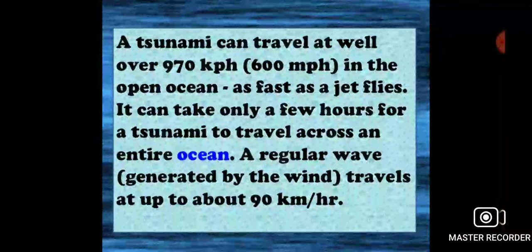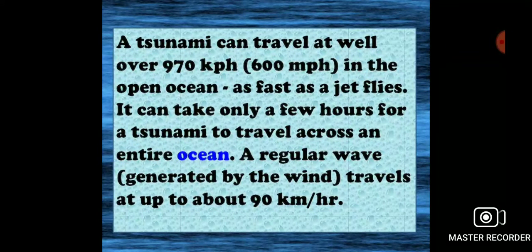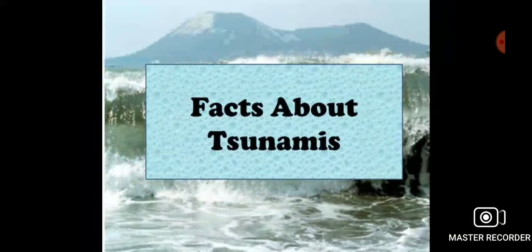So a tsunami can travel at well over 917 kph, 600 mph, in the open ocean, as fast as a jet flies. It can take only a few hours for a tsunami to travel across an entire ocean. The regular waves generated by the wind travel at up to about 90 km per hour.